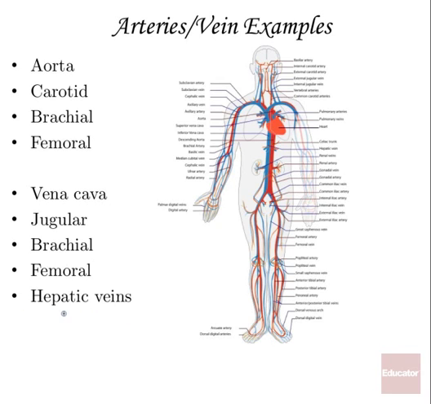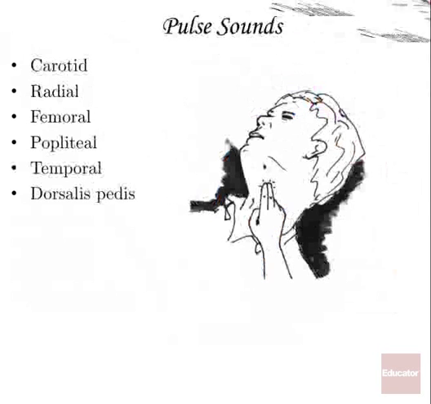And then finally, the hepatic veins. The word hepatic is associated with the liver, like the word hepatitis is a liver infection. Hepatic veins have to do with taking blood from the liver, and they'll connect back into the vena cava, taking blood back to the heart.